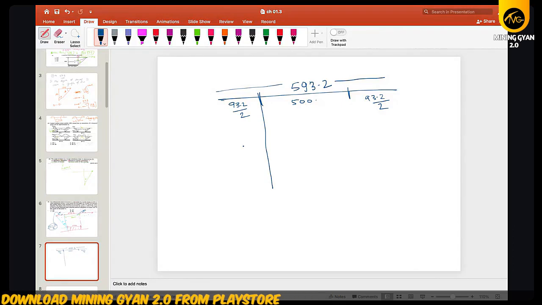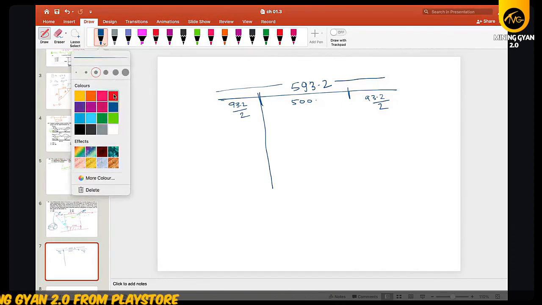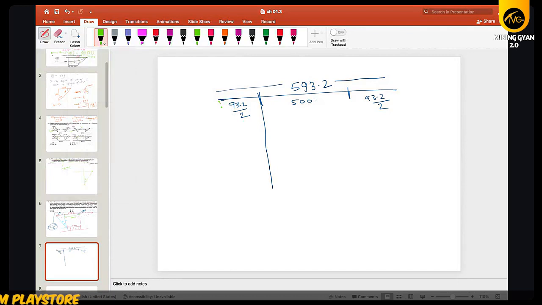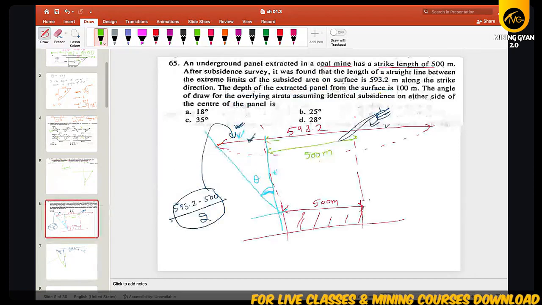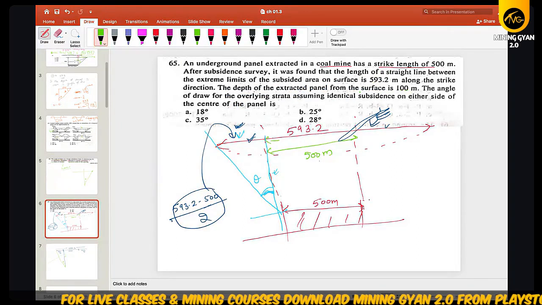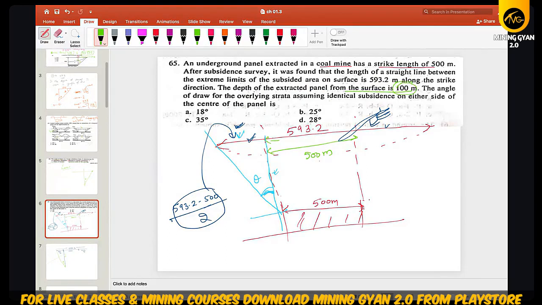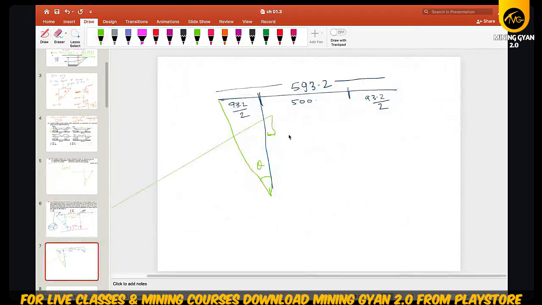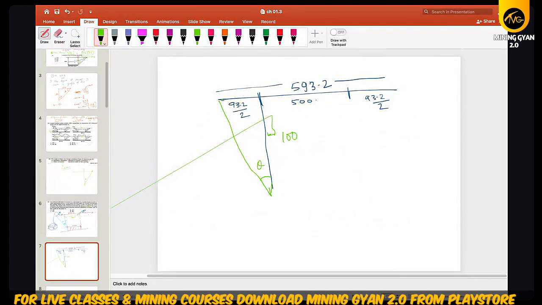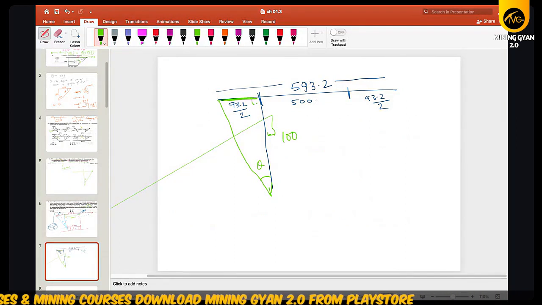This is your vertical line, and this is your angle of draw, and if we know the depth we can solve our question. So in this question he has given us the depth is 100 meter, so 100 meter is our depth and the length is given.